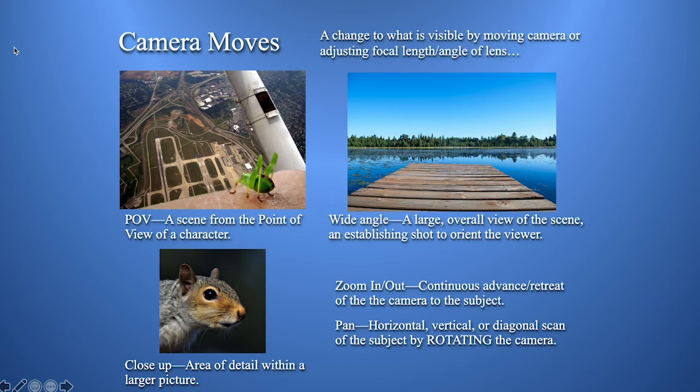And you can tell that this is a wide angle lens because you see the curve of the planks in that deck. That's caused by the shape of the lens and how it is using the light rays. So when you zoom in or zoom out, that's a continuous advance or retreat of the camera to the subject. And a pan is when you use a horizontal, vertical, or diagonal scan of the subject by rotating the camera.